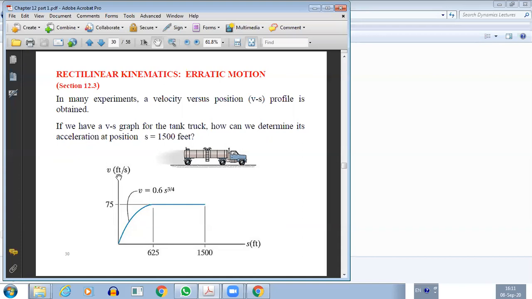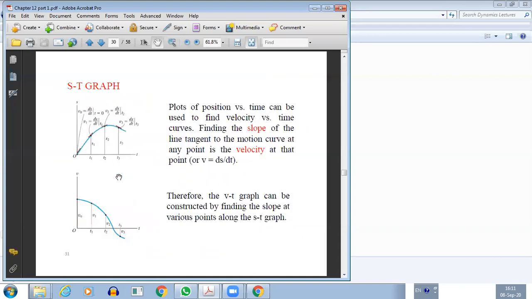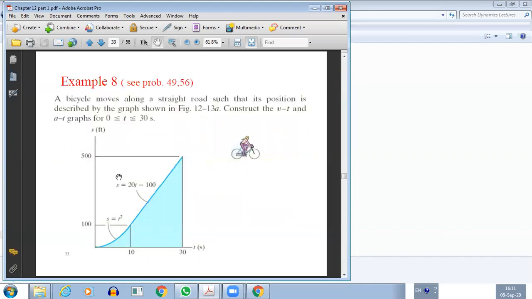Okay, good. So let's discuss erratic motion. Now, whenever we have erratic motion, we can define the erratic motion through graphs. So we can have ST graph, we can have VT graph, we can have AT graphs. ST means position, displacement versus time, velocity versus time, acceleration versus time, and other sets of graphs we can have. So let's have a problem associated with it.